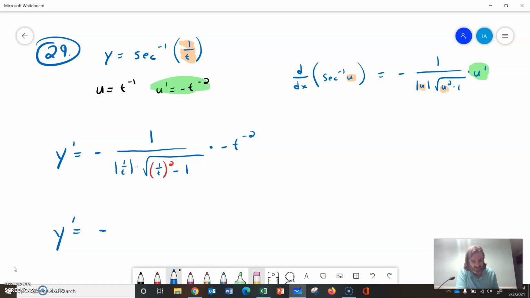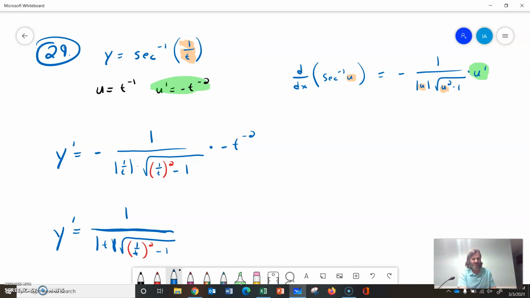negative times negative will give me a positive. So let's see, how does this t to the negative 2 interact with this thing on the bottom? Well, I think it in the end just makes it 1 over the absolute value of t, if I'm not mistaken, because there'll be a t squared out here, and there'll be a t under that. So let's clean that up a little bit since it got a little messy. So t, and then it'll be times the square root of this 1 over t squared minus 1.